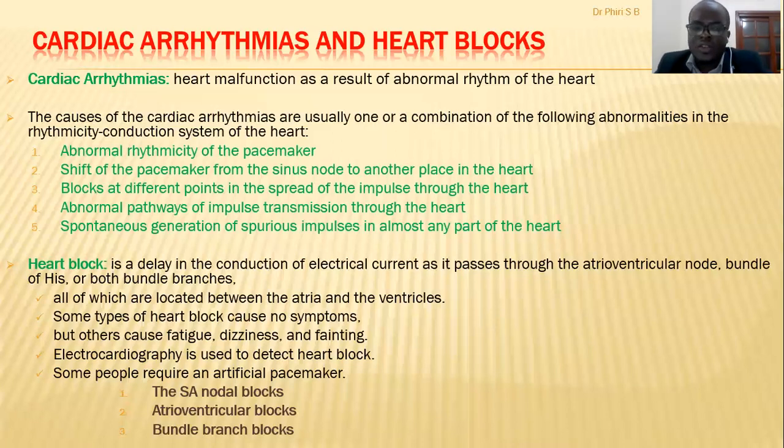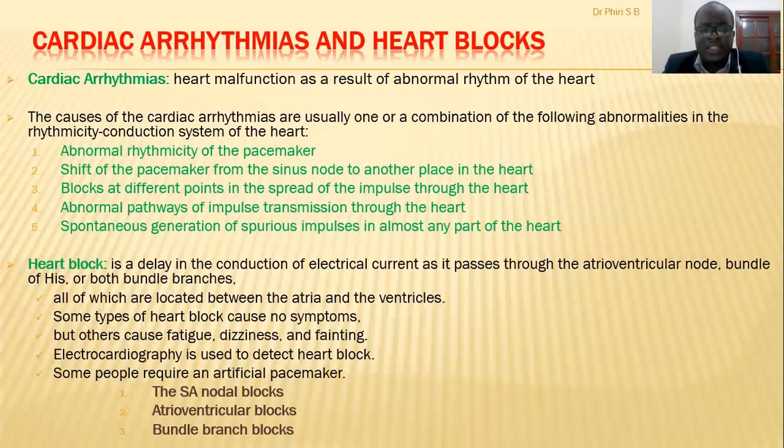Then you have the electrocardiography, which is the device that is used to record the ECG. So this electrocardiography is used to detect heart blocks. On the ECG, you'll be able to pick up certain heart blocks. That's why we're having this discussion here. We'll discuss, when you're looking at the ECG, how you can tell what type of heart block or what type of cardiac arrhythmia it is. So you'll be able to pick up that.